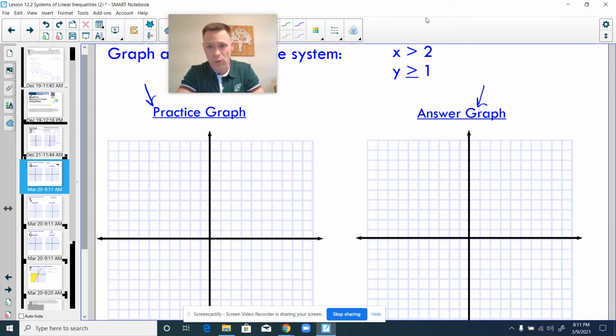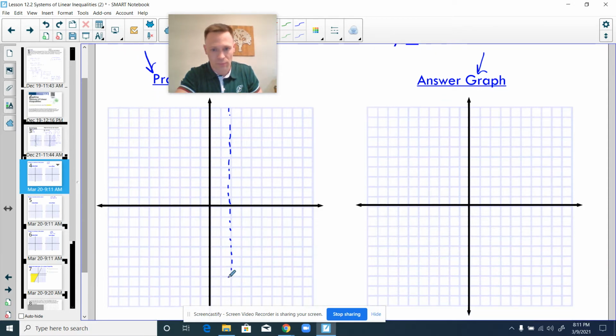So the first one, we're going to graph x is greater than 2. Remember, this is a vertical line. Anytime you have an equation that's in the form x equals a number, or is less than or greater than a number, it's a vertical line through the x-axis at that number. So it's a vertical line through 2. It is a dashed line because I do not see the equal sign underneath it. So here's my line.